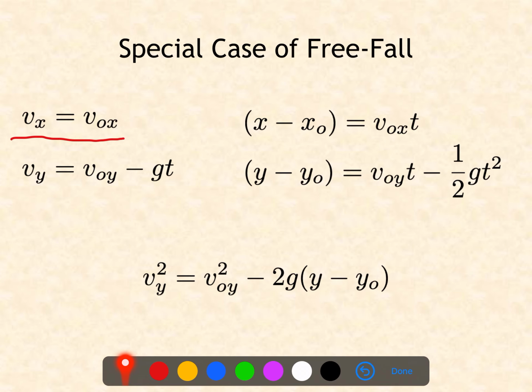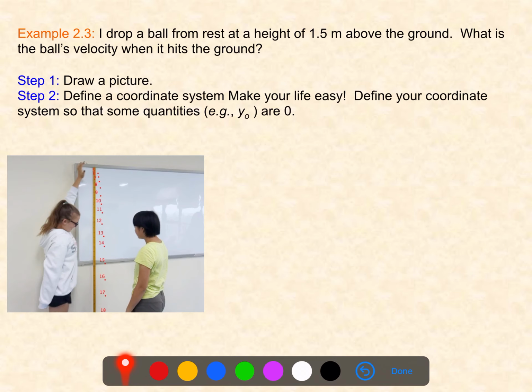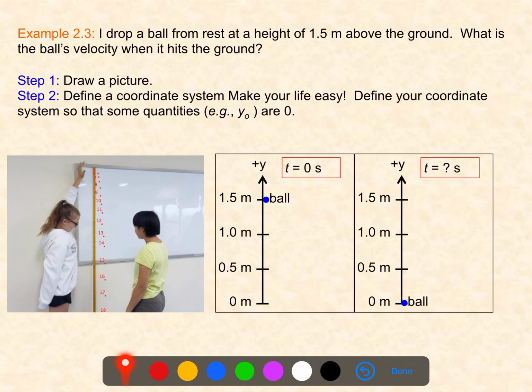So let's do an example where we do look at free fall motion. I'm going to do something simple to start with. I'm just going to drop a ball from a certain height, and I want to know how fast it's going when it hits the ground. First step, draw a picture. Again, you don't need something fancy like this. A sketch will do. And then the second step is to define my coordinate system.